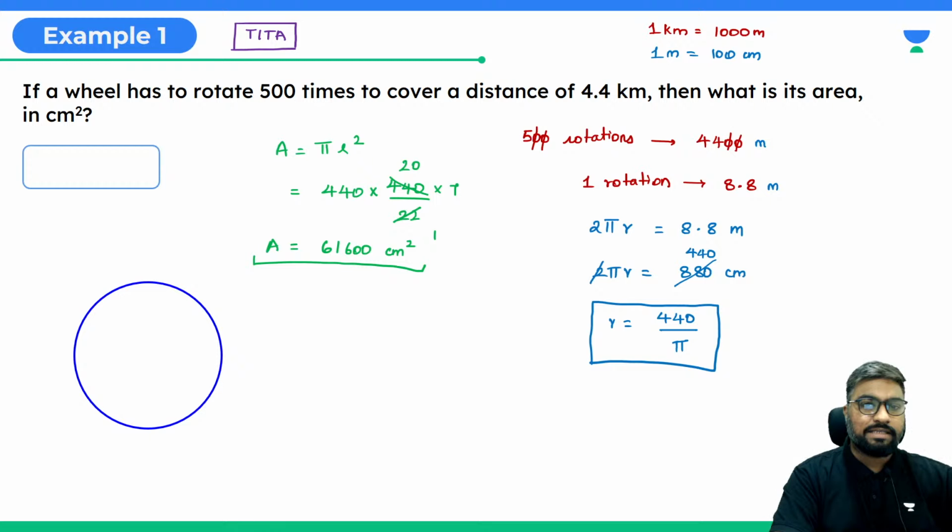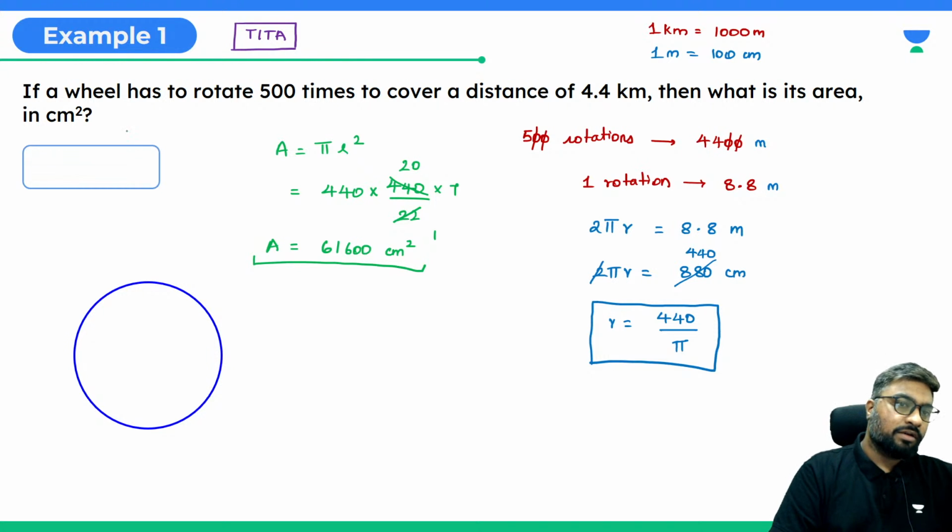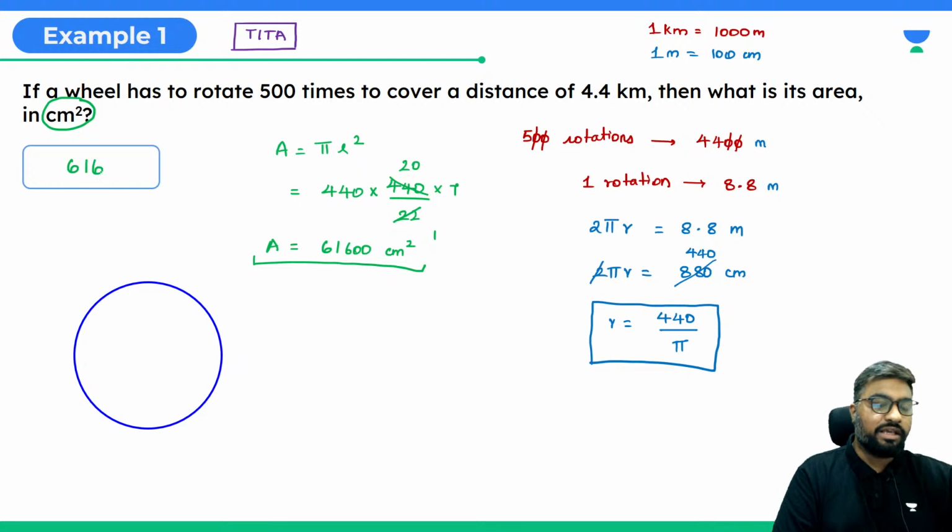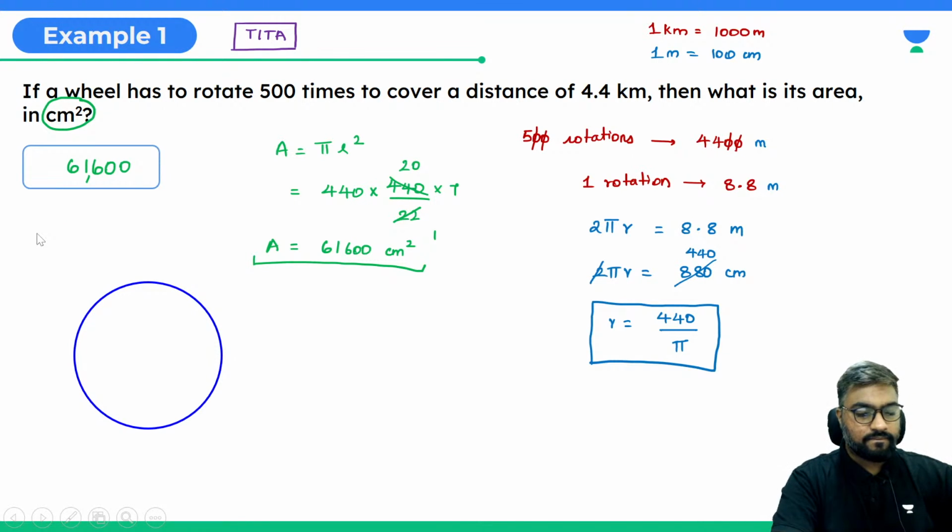Ankit, 616 is incorrect. It is 61,600. The question is clearly asking it in centimeter square. Even 616 will still be wrong, even in meter square it is wrong. Yes, 61,600 centimeter square. Clear, guys? I want you all to give me a yes or a no so that I understand if you are able to comprehend this.